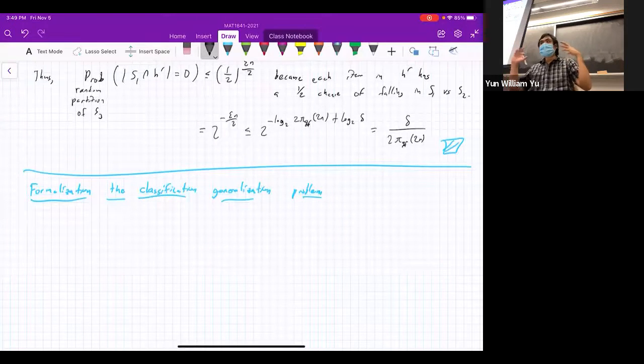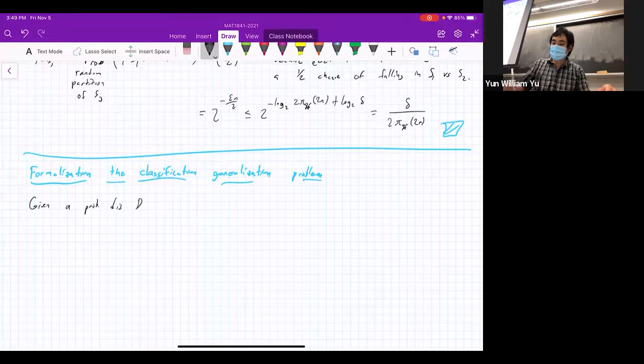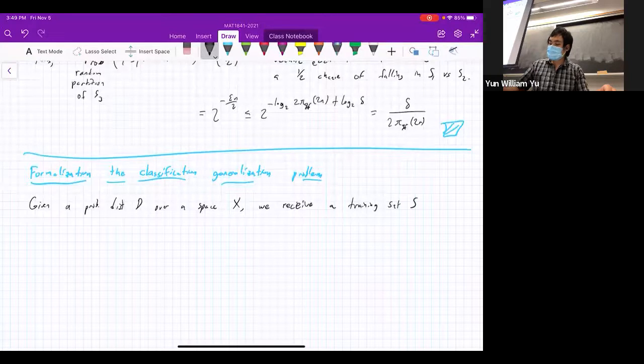So let's think about the setup properly in the context of machine learning, training sets and test sets. One of the assumptions whenever you're doing some sort of statistical classification is that given a probability distribution D over a space X, we receive a training set S drawn from D, and we want to predict well on new points from D.